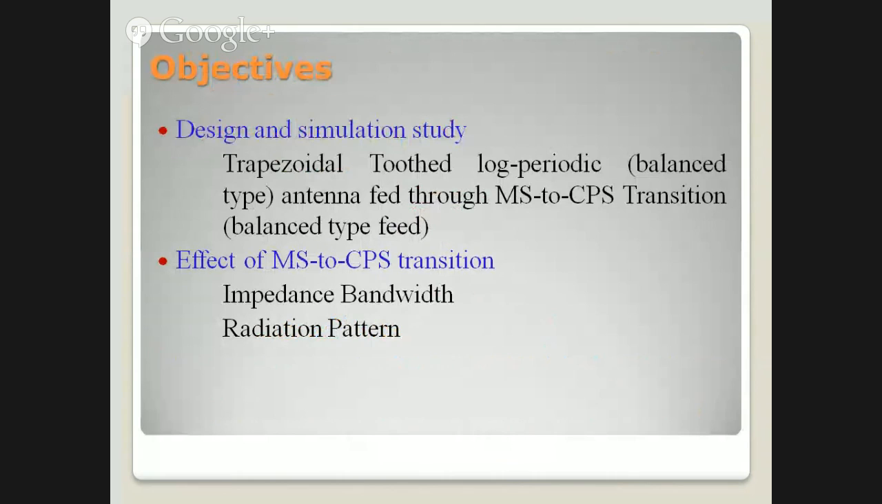The objective of this work can be divided into two parts: the design and the simulation study of a trapezoidal tooth log periodic antenna, which is a balanced type of antenna, fed through a microstrip to coplanar stripline transition, which is a balanced type of feed. After this simulation, I observed the effect of this microstrip to coplanar stripline transition on the impedance bandwidth and the radiation pattern of the antenna.